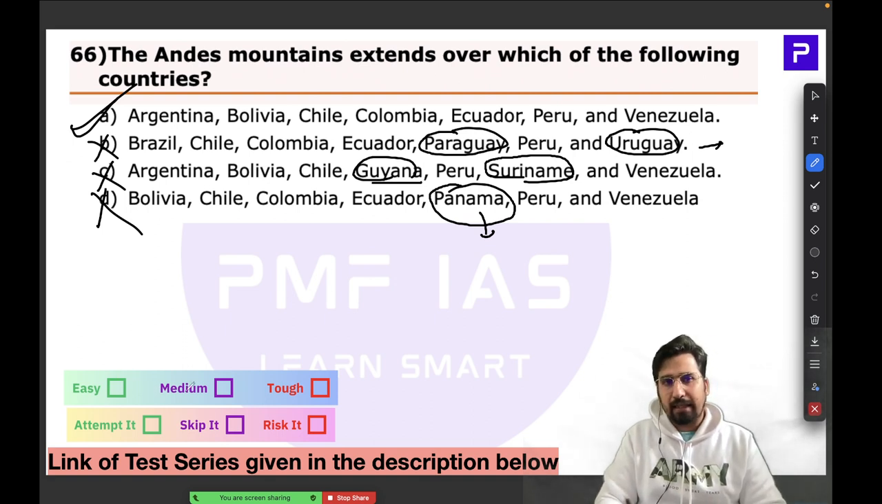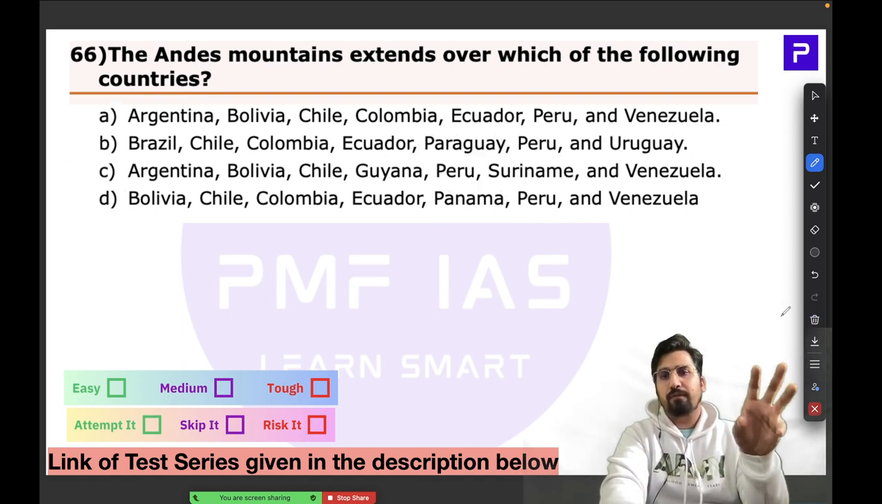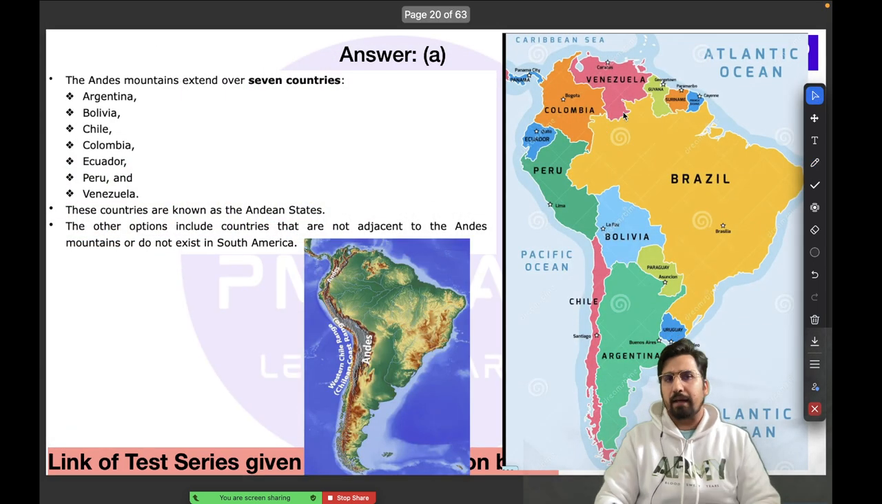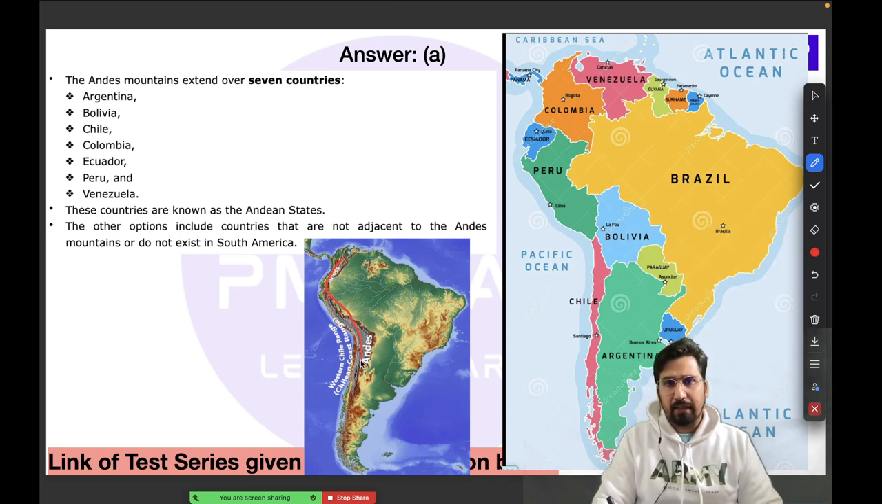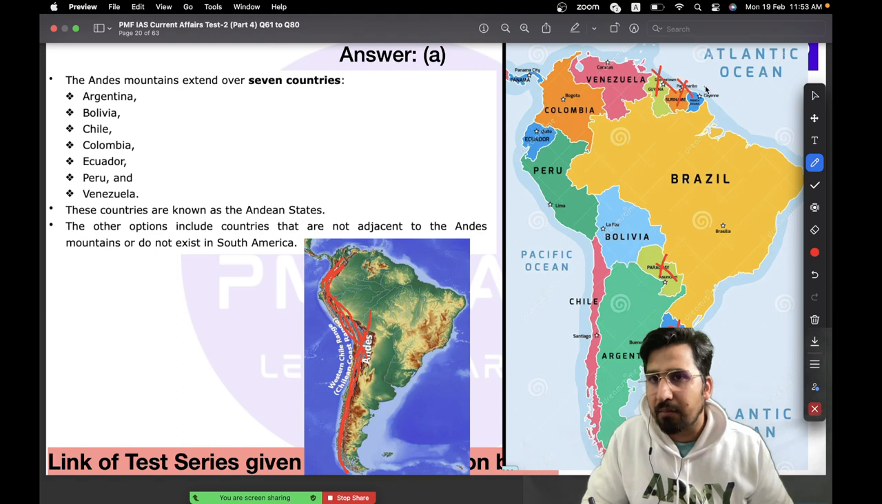So I think this is a medium kind of question, but you must attempt it by going with the logic, by going with the position. All you need to know is the Andes and a little bit of the map of South America. Look here. This is the map of South America, and here you have the Andes Mountains. They are extremely on the western side. Since they are extreme on the western side, clearly countries like Paraguay, Uruguay, Guyana and Suriname cannot be the answer.